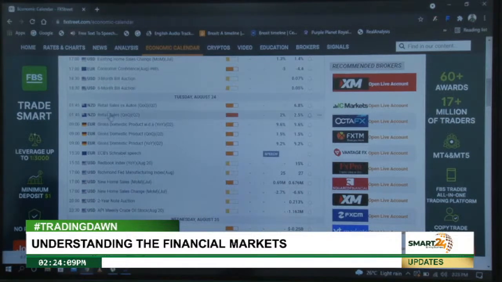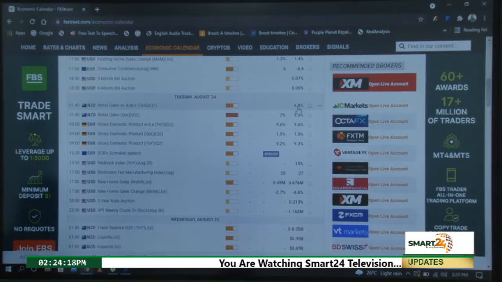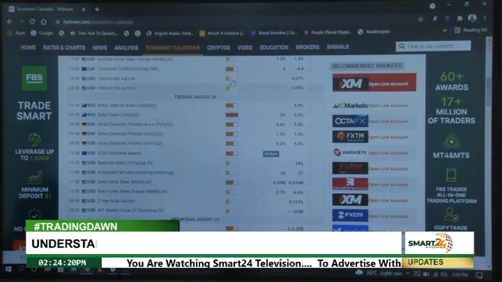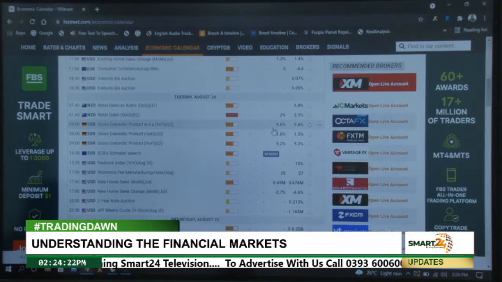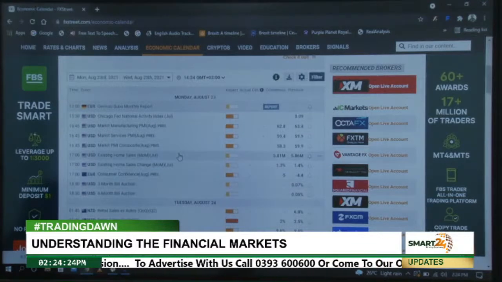So at the same time, there will also be retail sales, with an exception of autos. That one doesn't have a consensus. It's just 6.8% as a previous figure. So this one we shall also be surprised by. So it's going to be quite an eventful night. So let's take a look at one chart.